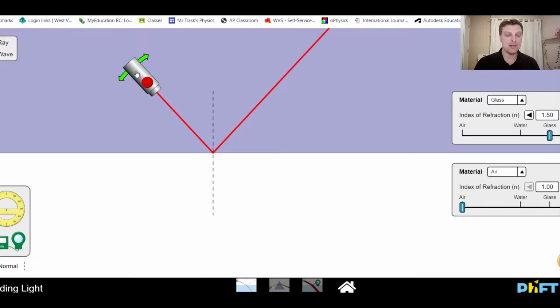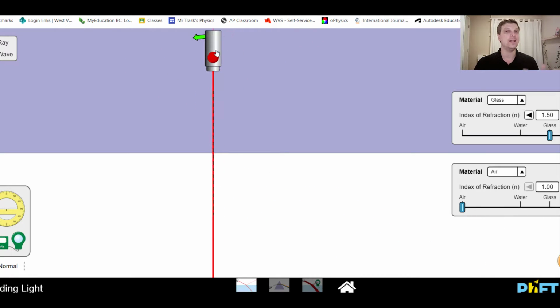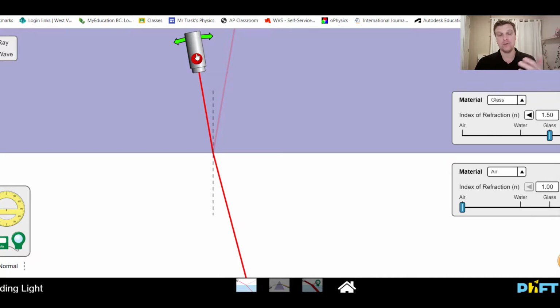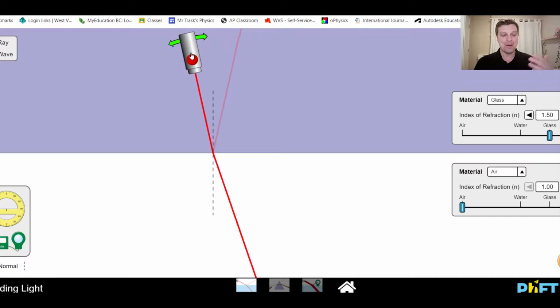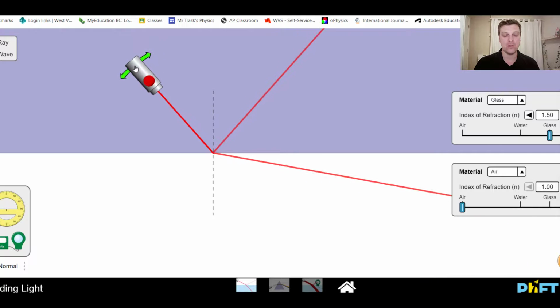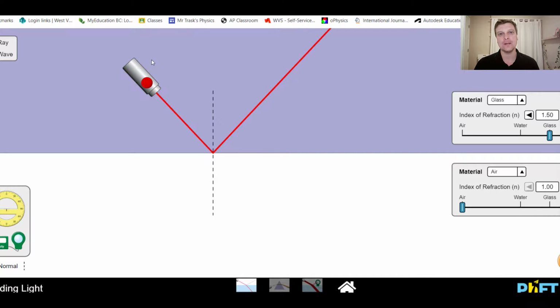Now, what's been happening the whole time, of course, is the light has still been reflecting, because it's always going to be both, right? Some will reflect and some will refract, which is hard to say one after the other. But both things are going to happen. Once we go beyond that critical angle, we get to this point where all of it simply reflects. And so this is what we call total internal reflection.